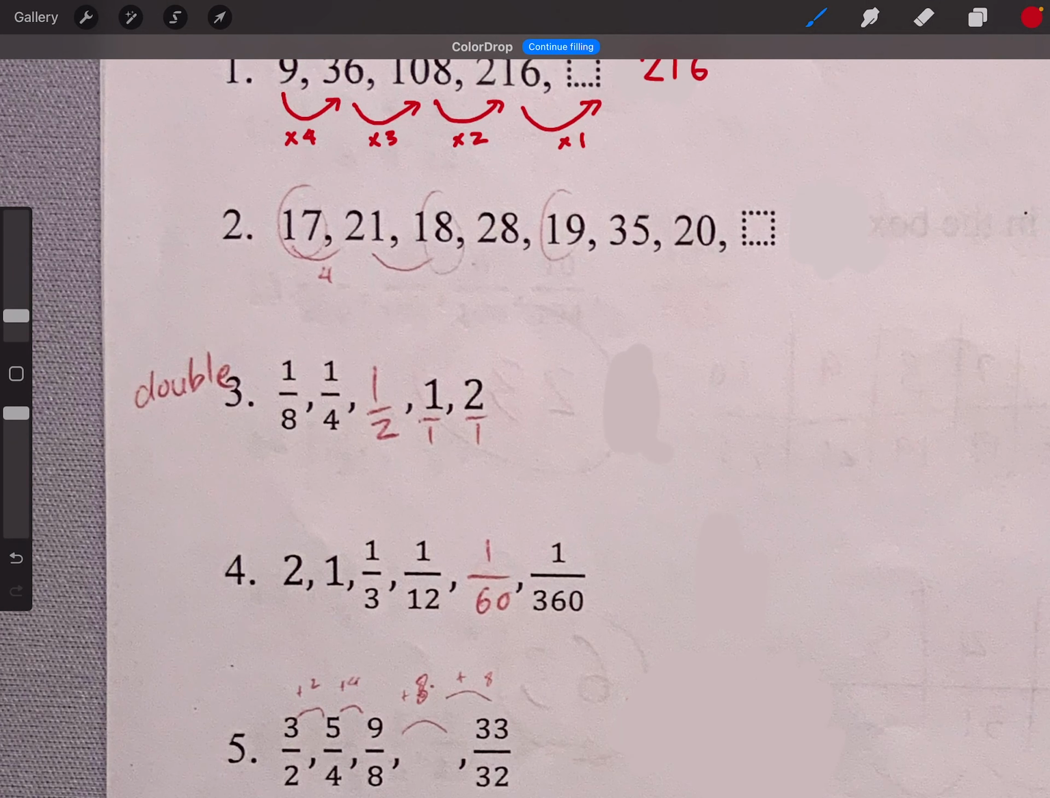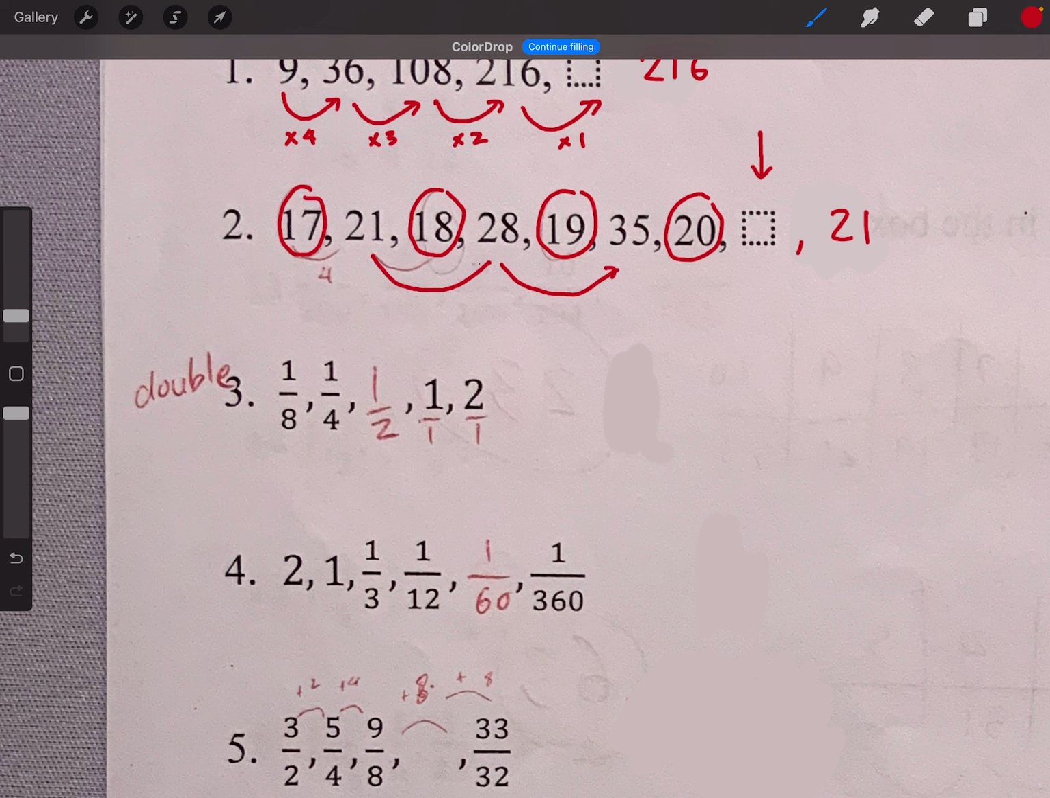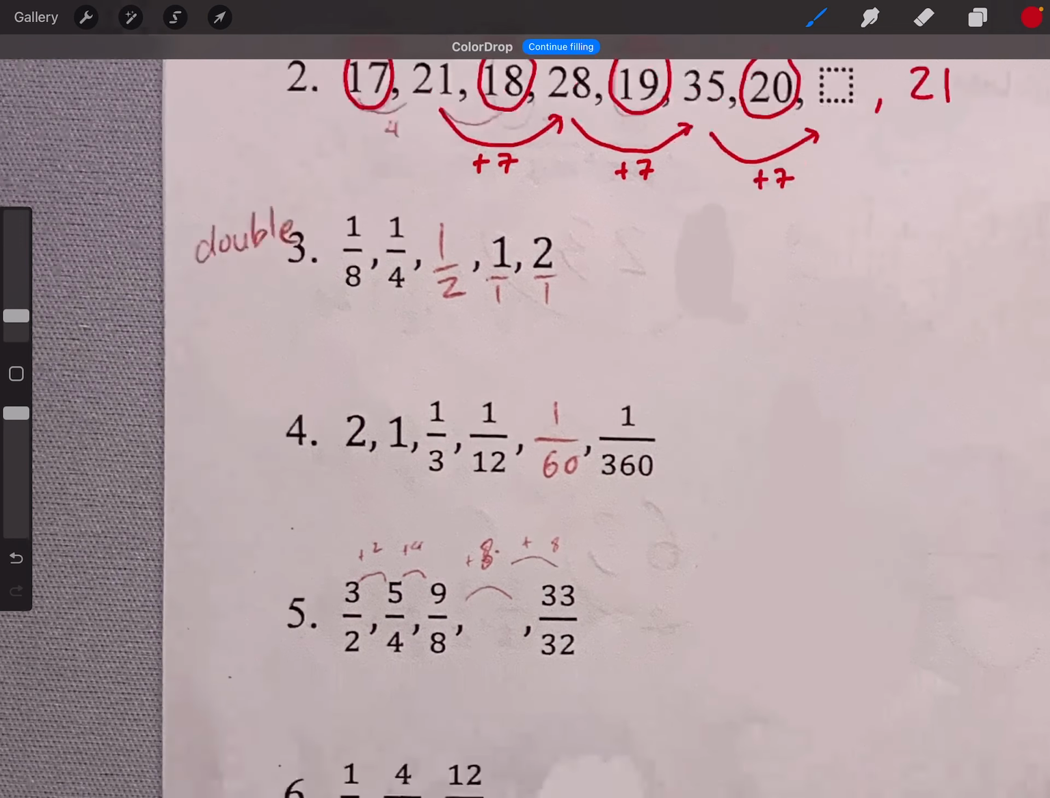Let's look at question 2. Now this one, if I circle every second number, I will see that it's going up by 1. 17, 18, 19, 20, and obviously the next number here would be 21. But what's the middle number that's missing here? This one, you can see that it is 21, 28, 35. It's going up by 7. So if you add 7, you'll get the next number. Alright, so 35 plus 7, you can work that out. I'll leave that to you.